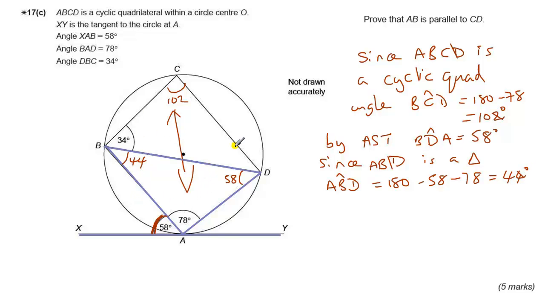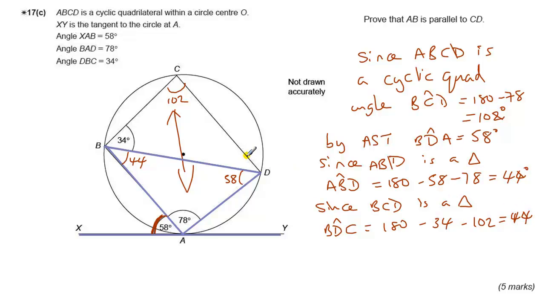And similarly, if I look at this triangle, same idea. Since BCD is a triangle, angle BDC is equal to 180 minus 34 minus 102, is also 44 degrees. So that angle is 44 degrees. Okay, now the reason why I've done that, I've got all the angles here, is to prove that these two lines are parallel.